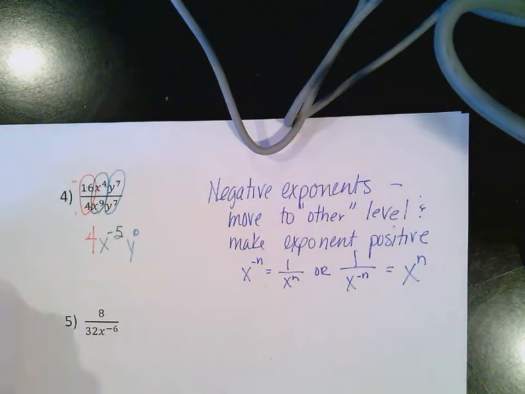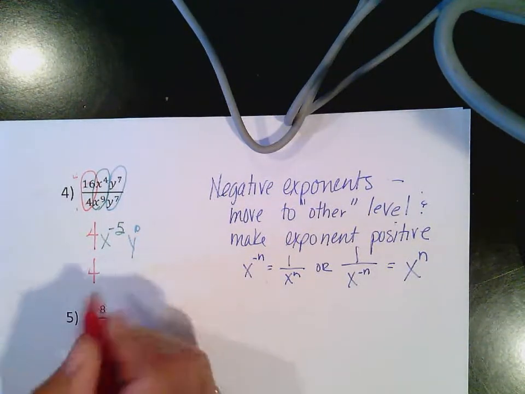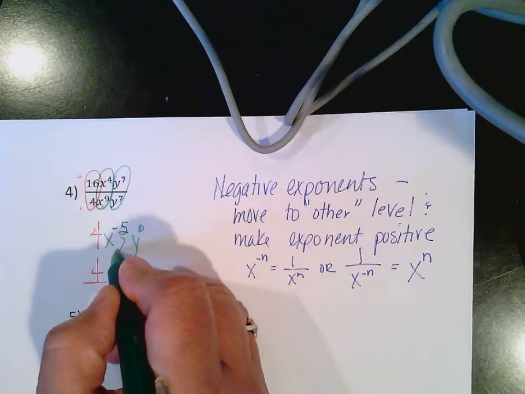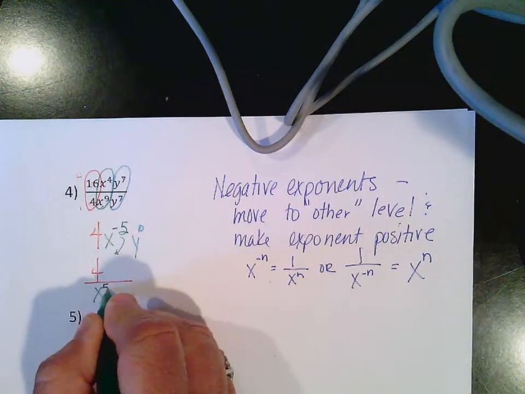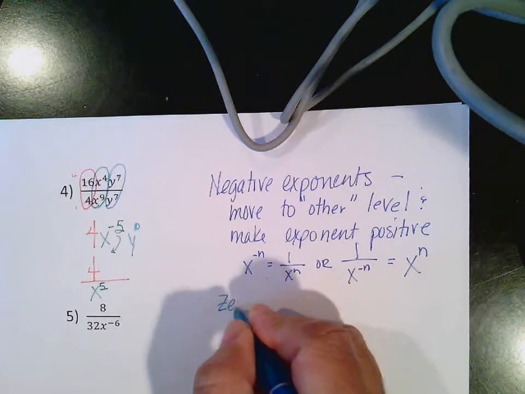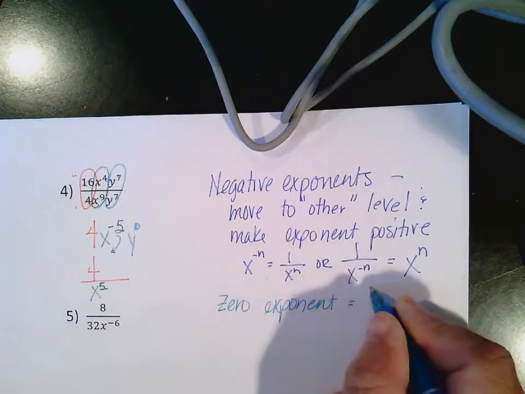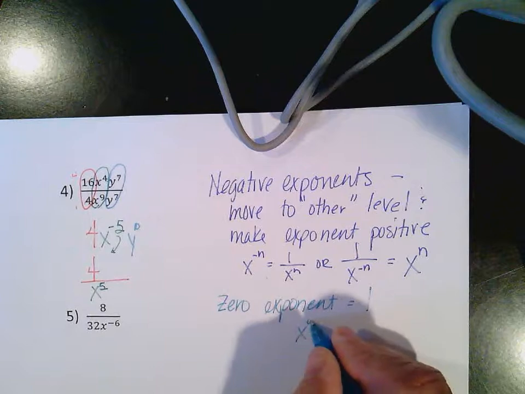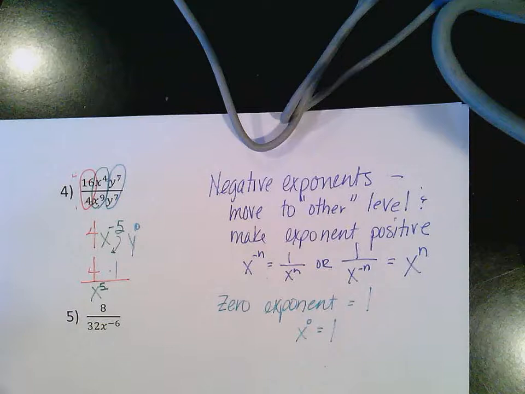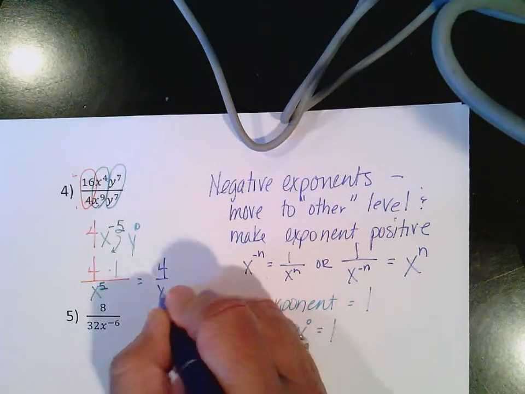So for this problem, I've simplified the 4, that's not going to change, but my x term, since it has a negative exponent, is going to get moved to the denominator, so this is going to be over x to the 5th. And then whenever we have 0 exponents, any variable to the 0 equals 1. So the rule is x to the 0 equals 1. So y to the 0 is 1, and anything times 1 is itself, so my final answer here is just going to be 4 over x to the 5th.